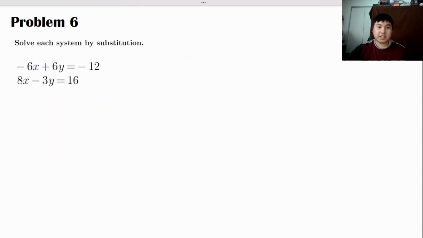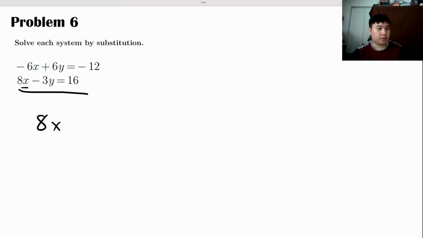Question 6 is much different because none of my variables are by themselves. They both have coefficients in front of them. In this case, I recommend choosing which equation you think would be much easier to isolate, make it by itself, and then plug that into the other equation. I would notice that the second equation is much easier to deal with. So let me isolate for x right here.